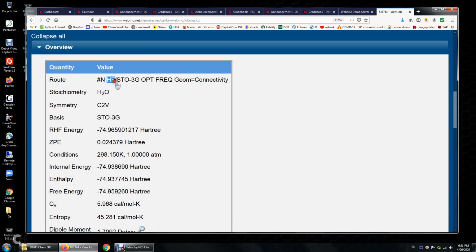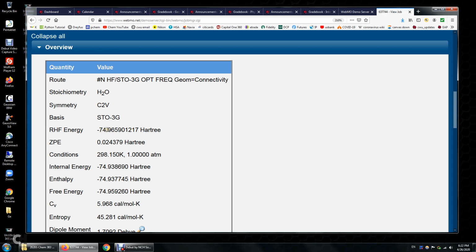Again, this is Hartree-Fock calculation. We used this STO-3G basis set. This is the smallest basis set possible. So we call this minimal basis set. We did optimization followed by vibrational frequency calculation. This is a water molecule with a C2v point group. Again, basis set. This is the Hartree-Fock energy.